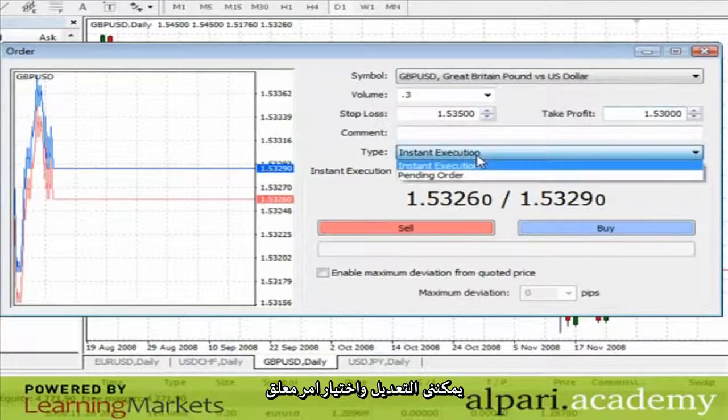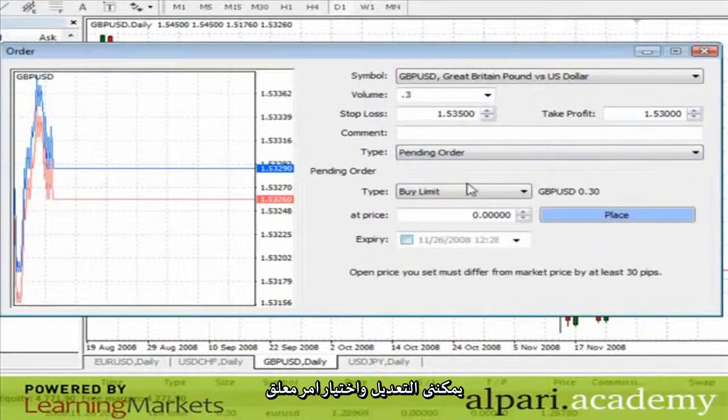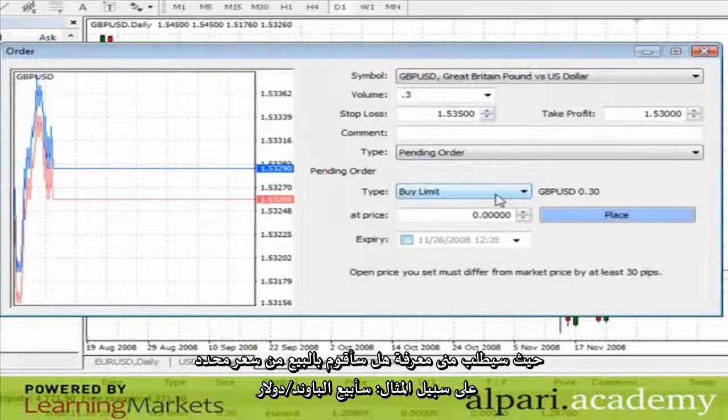However, I can adjust this, so I can turn this into a pending order where it will ask me, well, what do you want to do? Do you want a sell limit? So for example, I'm going to sell the pound dollar in our case study here.